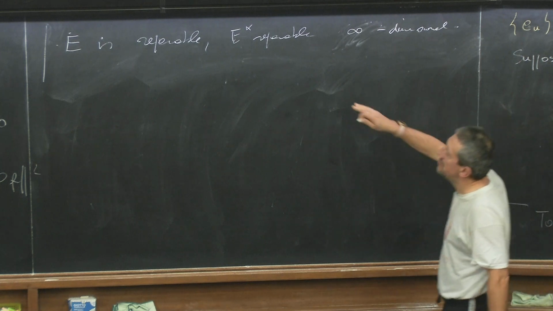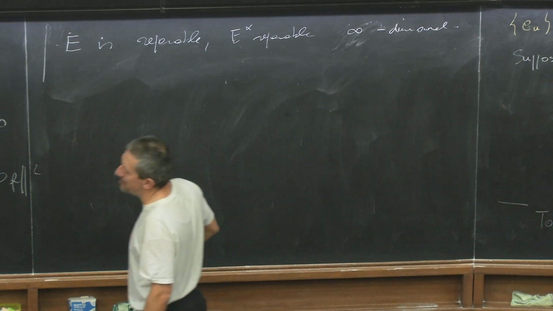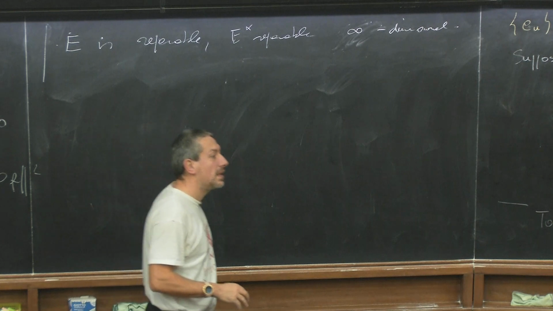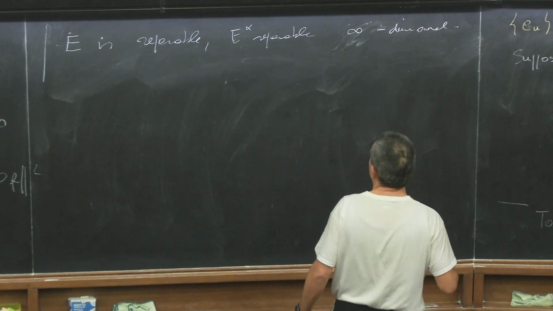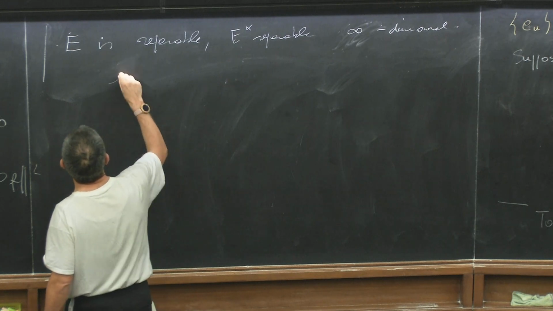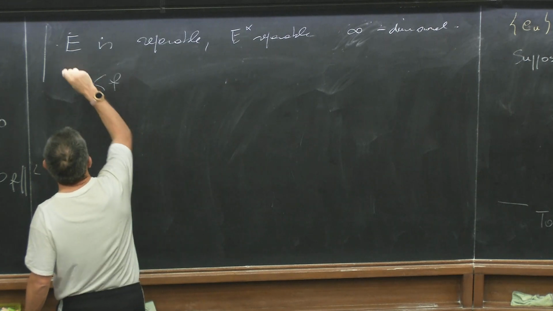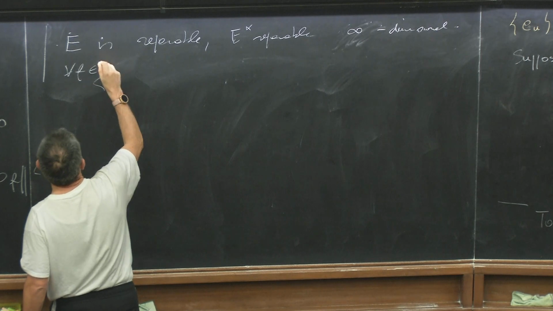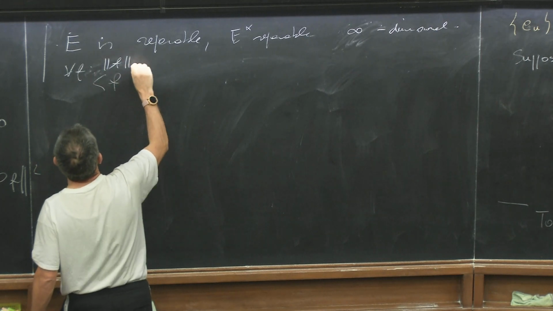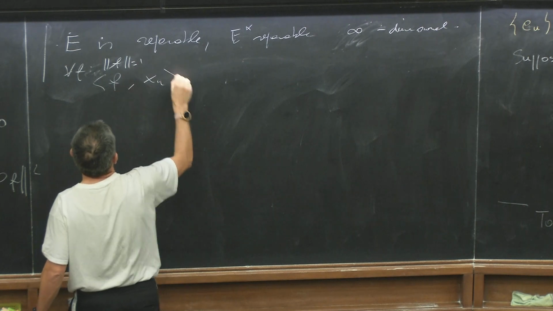Your question is constructing concretely some sequence. Construct a sequence. Maybe we can use the Riesz theorem. You have to take linearly independent vectors. You have to prove that for all f in E star, or let's say in the unit ball, it doesn't matter, f of xn tends to 0.